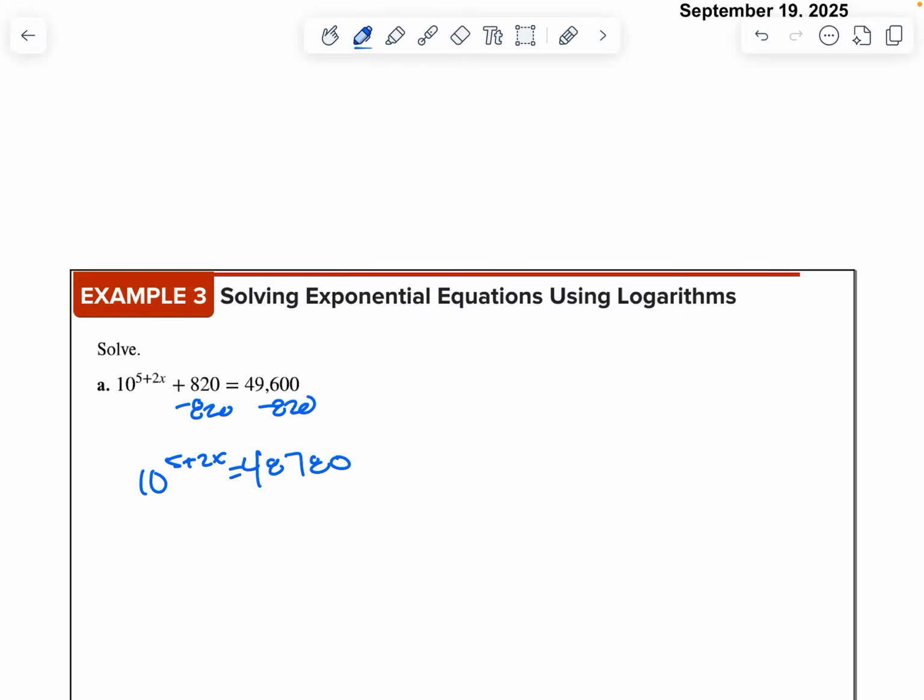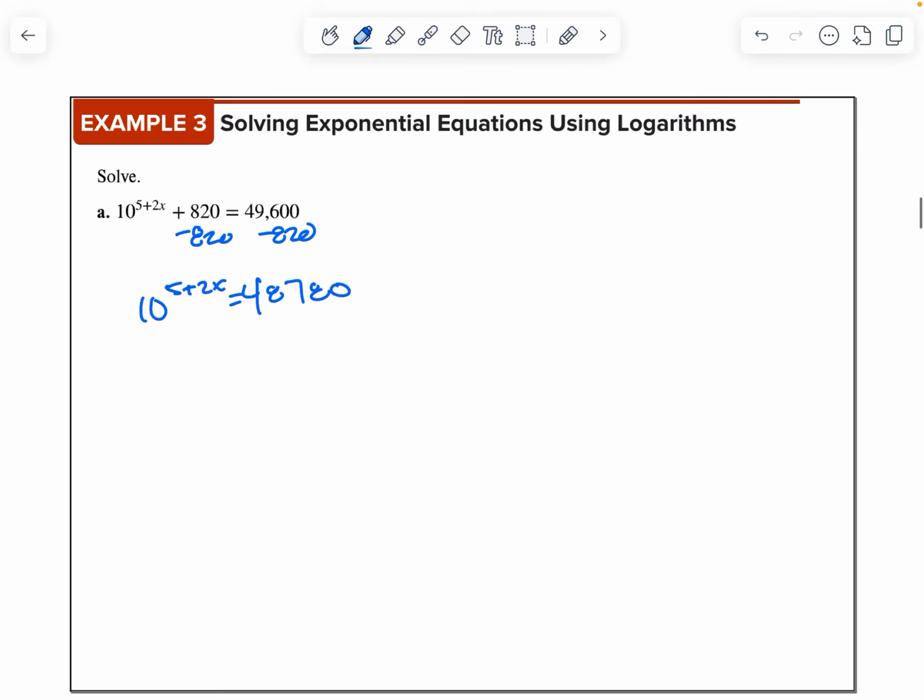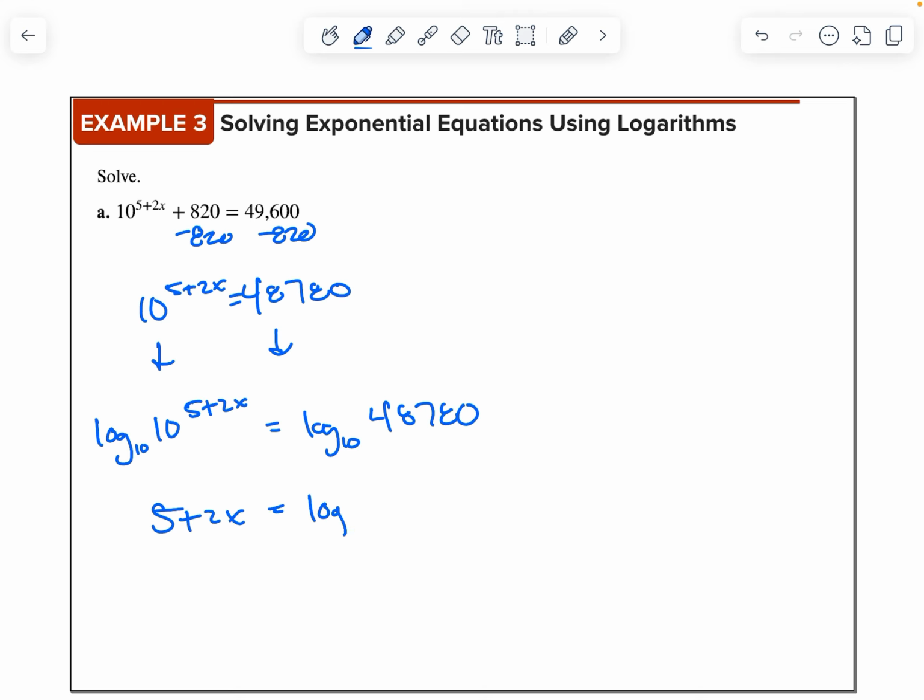All right, let's use that trick here. We want to get that out of the exponent. So what we can do is apply a log with the same base on both sides. If you do it on the left, you have to do it on the right. On the left side, we're just left with 5 plus 2x. The log with a base and exponent with a base match up. On the right side, that's not going to be a nice number, so I'm going to leave it.